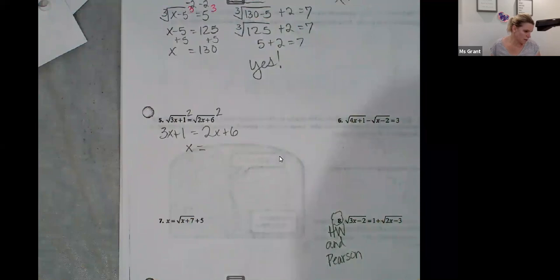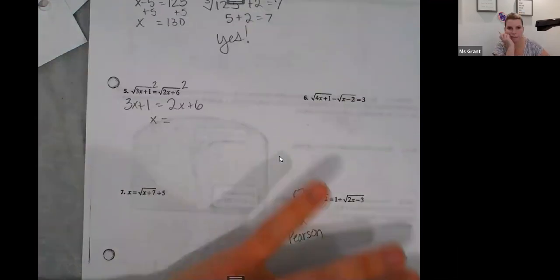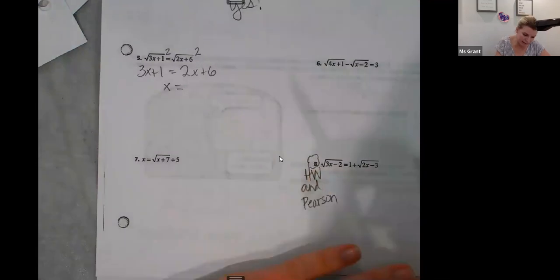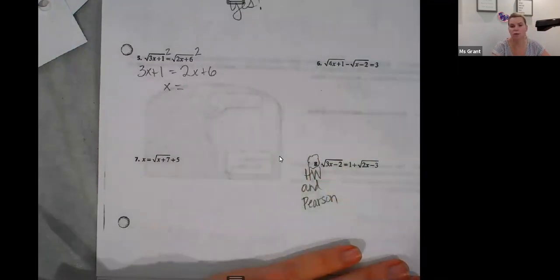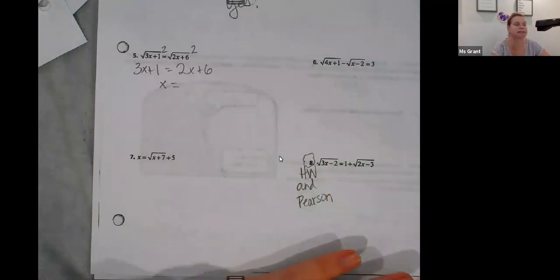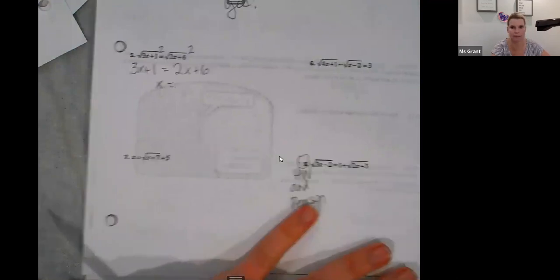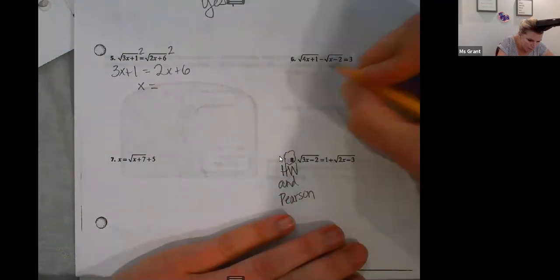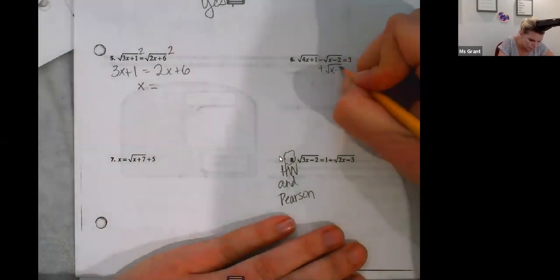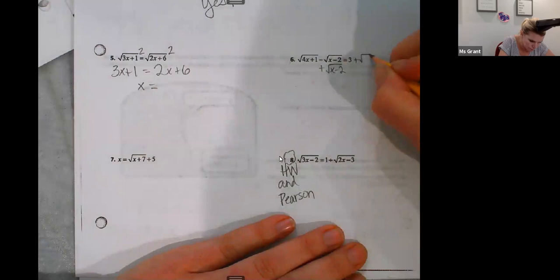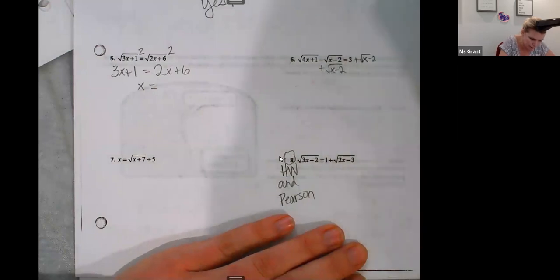So I want to do number 6 with you. Because number 6 takes time and it's worth going over. Number 6 and number 8 are very similar, which means since you're doing number 8 for homework, you definitely need to know how to do number 6. All right, I'm going to move that over.